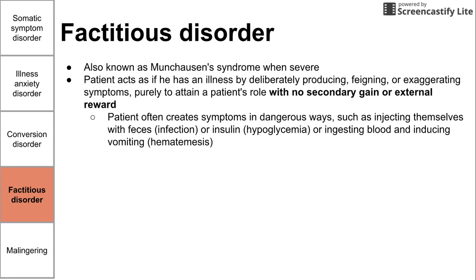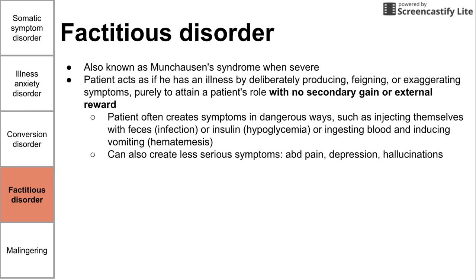Patients often create symptoms in dangerous ways. Two classic ways that come up on the boards a lot are injecting themselves with feces to induce infection, and injecting themselves with excess insulin to induce hypoglycemia. Sometimes they ingest blood and then make themselves vomit to make it look like they vomited their own blood and have a bunch of gastric workups done. But those are some examples of how patients can, in dangerous ways, create symptoms.